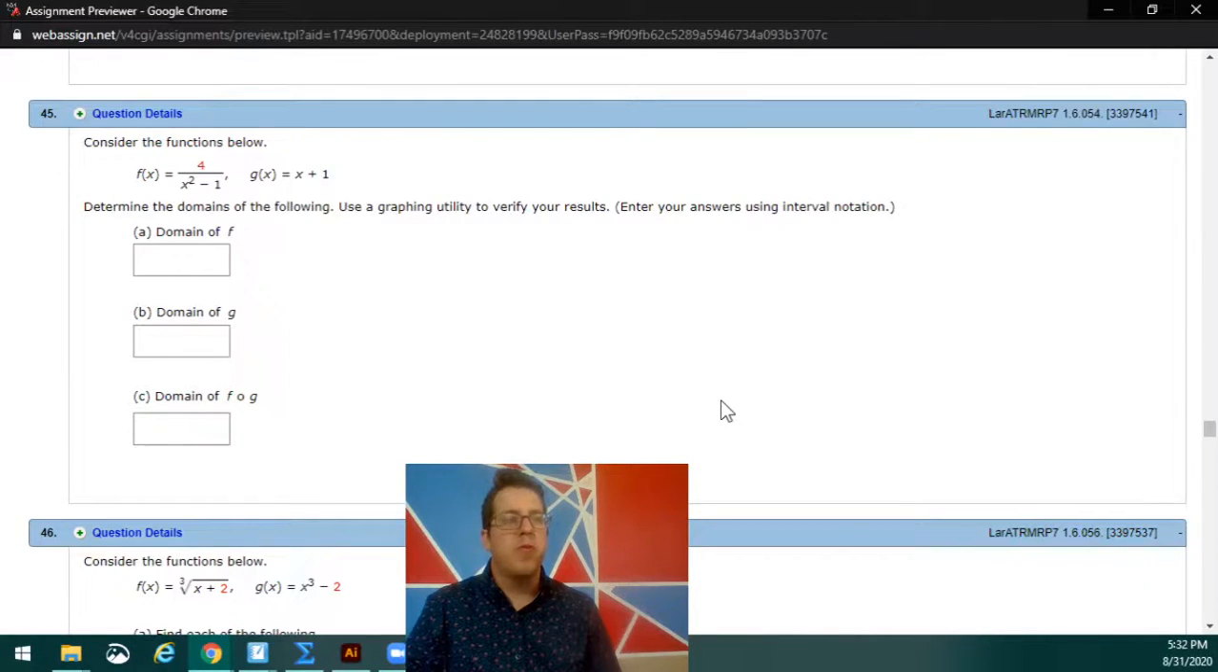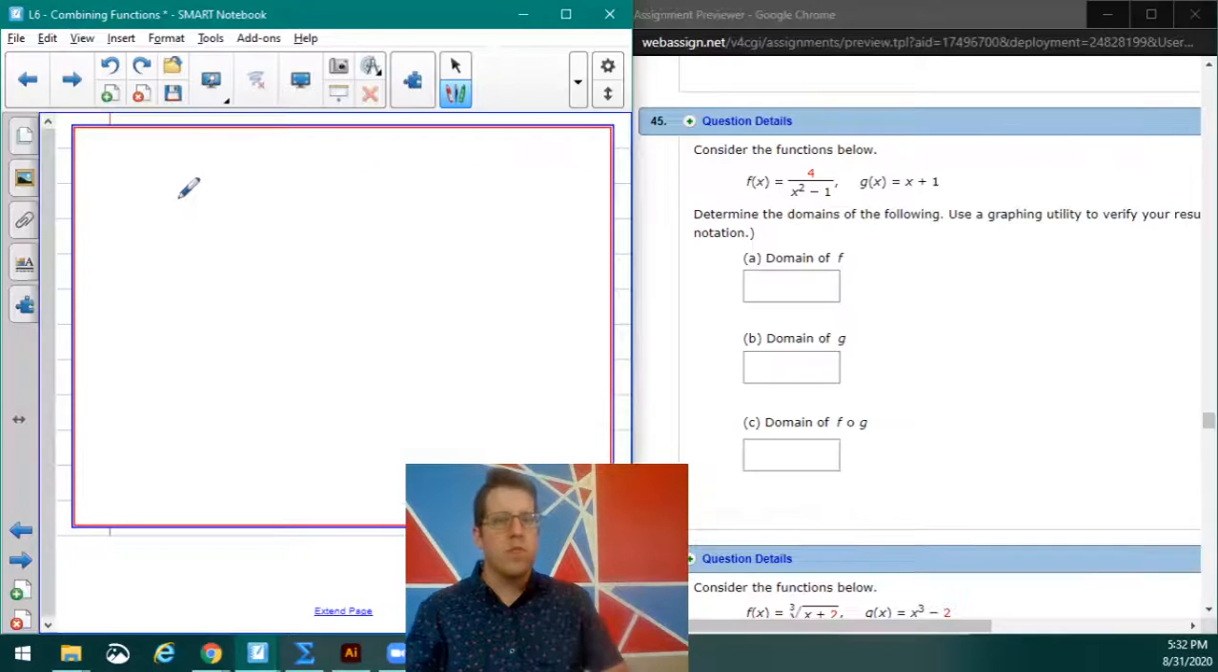Okay, last problem I'm going to do is problem 45. It's asking us to find a domain for each of those functions and then find the domain of the composed function. It says use a graphing utility to verify your results, which means you should go to Desmos to check your answer. Let's take a look.